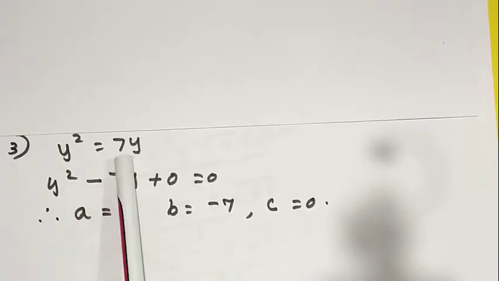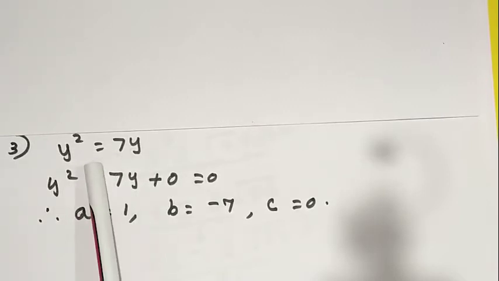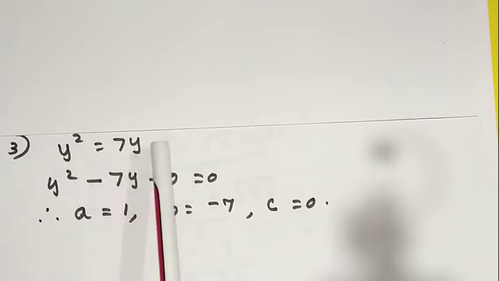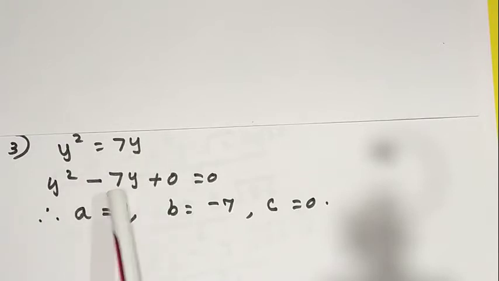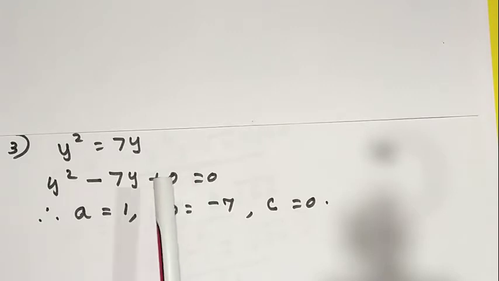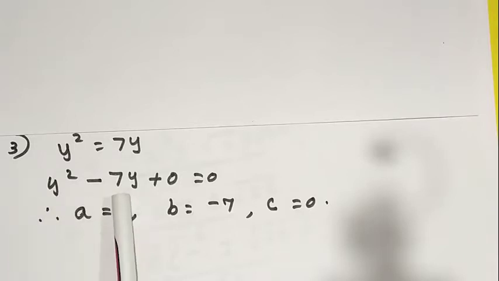So, how can we get this? Bringing 7y to this side will become minus 7y. So, y square is equal to 7y becomes y square minus 7y. The constant term is missing here, so we will add plus 0 equal to 0. If any term is missing, you have to put 0 over here. Therefore, now the quadratic equation is y square minus 7y plus 0 equal to 0.